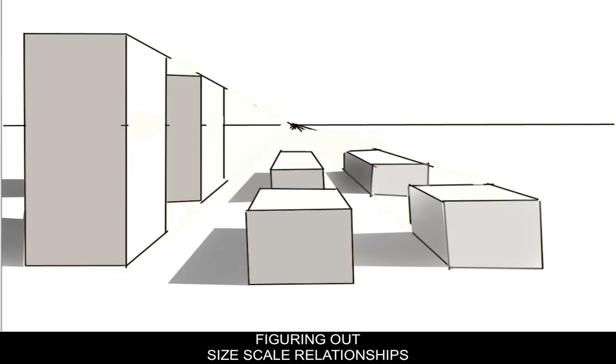Figuring out size-scale relationships in inanimate objects like boxes makes a lot of sense, and so Renaissance artists also figured out that they could use that same system to figure out even how tall or short people should be as they move into the background.